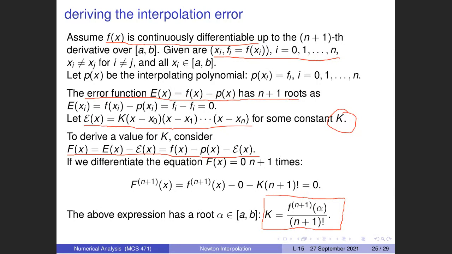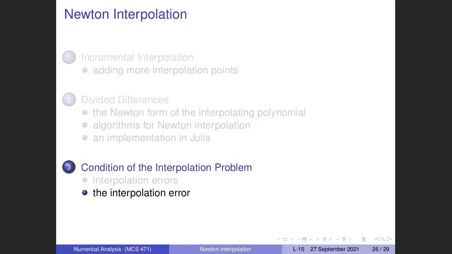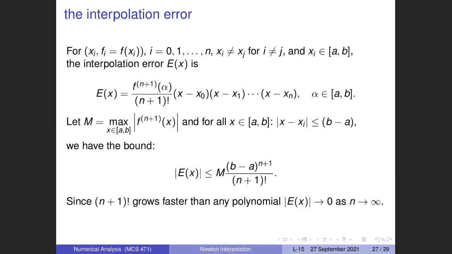So that's the main result of the slide, that the interpolation error has n plus 1 roots and has this form here. So we have the form k times this product of all the differences with the interpolation points. So it is this interpolation constant k that is very important. So here we can now write the interpolation error consisting of three factors.